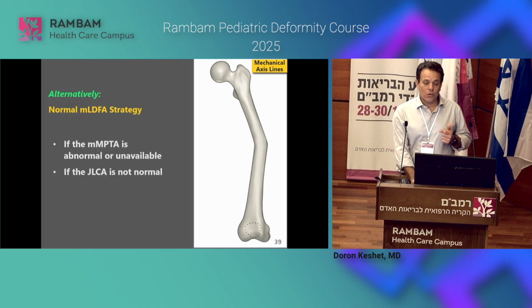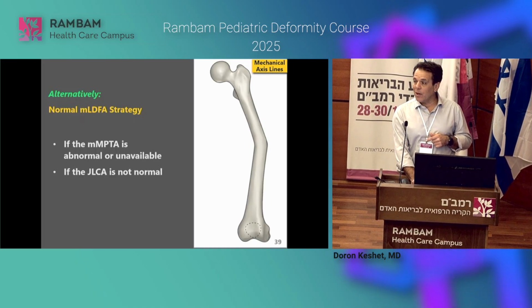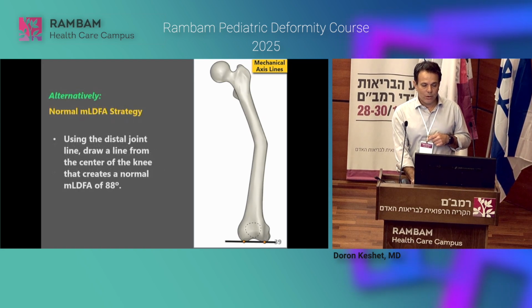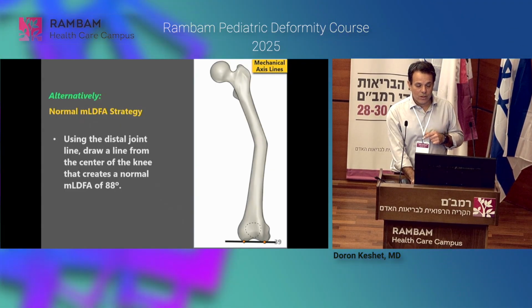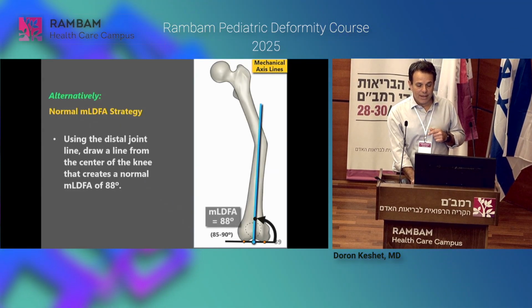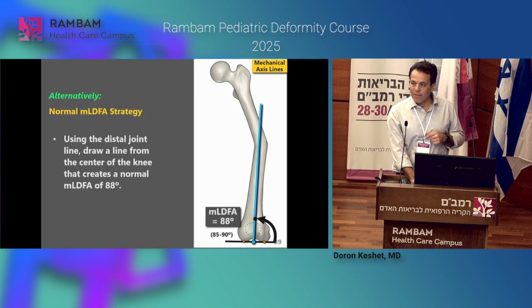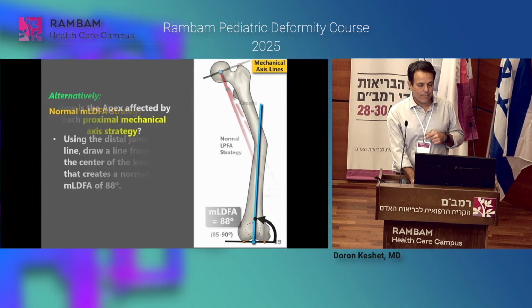Alternatively, we can use the normal mechanical LDFA if the MPTA is abnormal or unavailable, or the JLCA is abnormal. How do we do that? We use the distal joint line to draw a line from the center of the knee that creates a normal mechanical LDFA of population average 88 degrees. So now we have another strategy to draw this line.